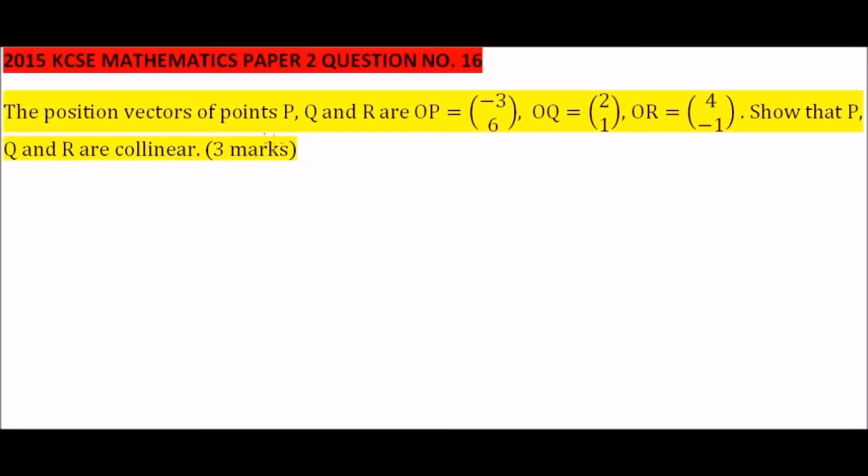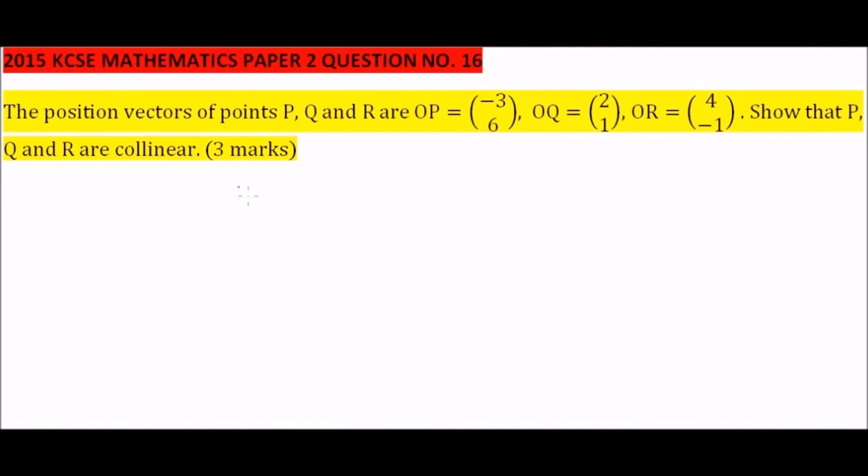Hello, huyu ni teacher wa mtaa akikuletea revision ya mathematics. Na leo kwa hii video tutaangalia 2015 KCSE Mathematics paper 2 question number 16. Inasema the position vectors of points P, Q and R are OP is equals to minus 3, 6, OQ is equals to 2, 1, and OR is equals to 4, minus 1. Show that P, Q and R are collinear.